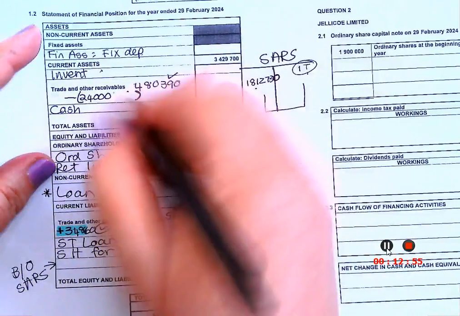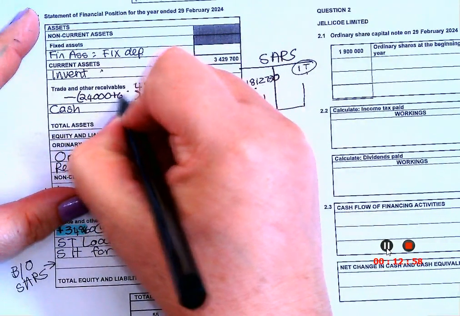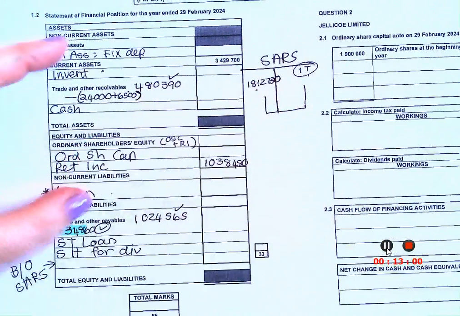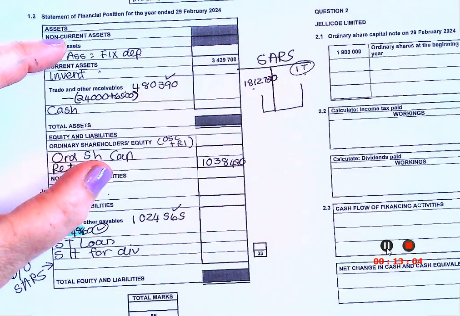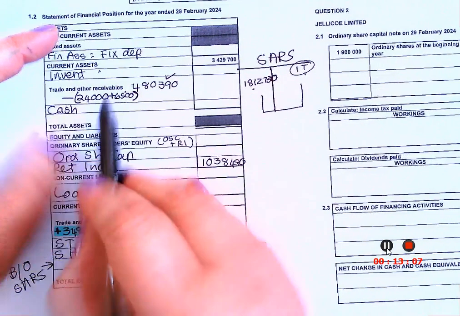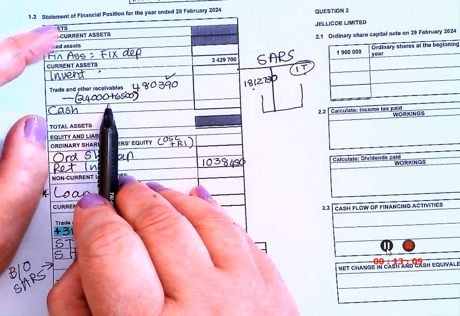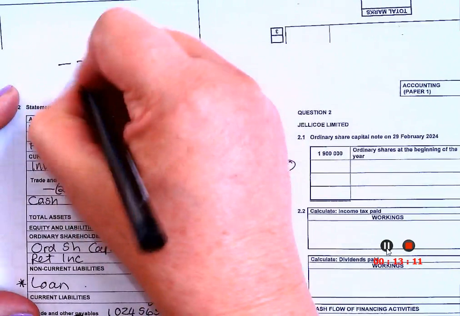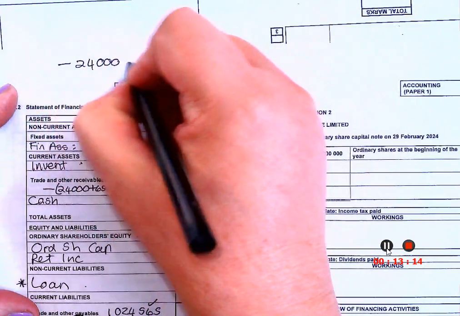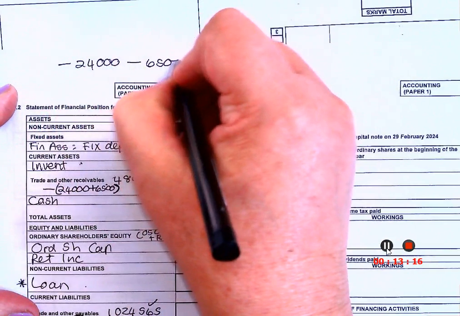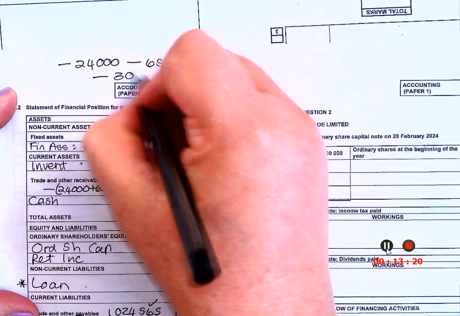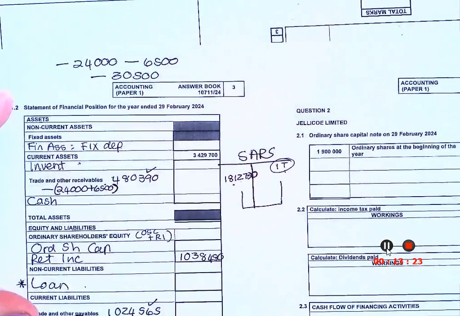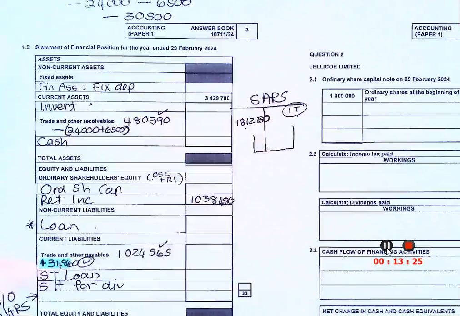In the balance sheet, though, it now makes my provision more. So in the end, my provision is going to be 30,500. Can you guys see what I did? So you can do it in a bracket like I did it here, or you can say less 24,000, less 6,500, or you can still also say less 30,500. All three of those methods give you the same answer. Next one.